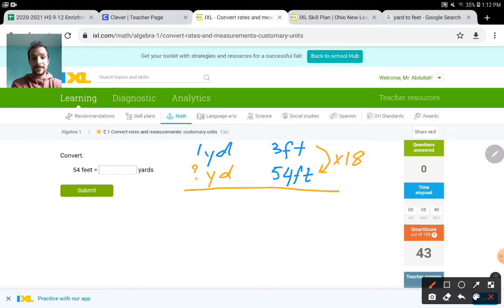And then this is times 18. That's the pattern I need in the area that I have my question mark. So what about 1 times 18? That's 18 yards as well. Right here, we will put 18 over here and submit our answer.